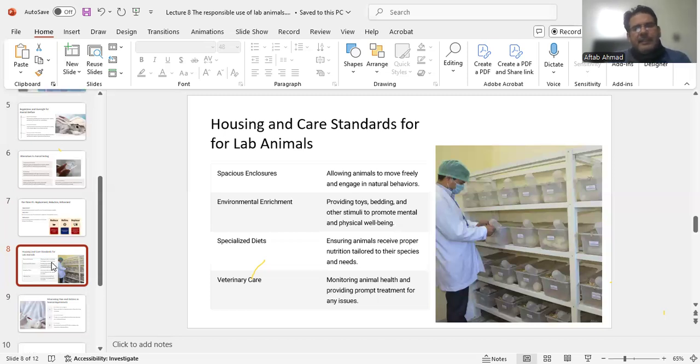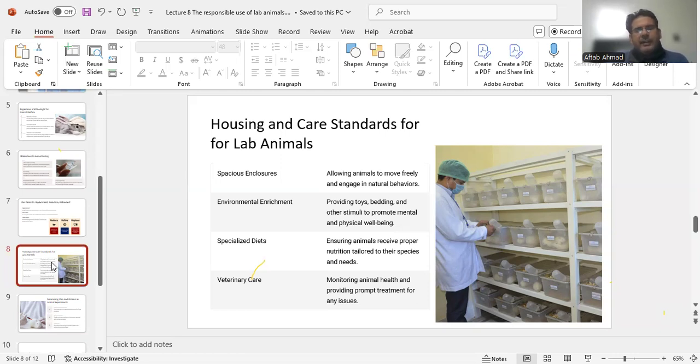So, in case of housing, what are the requirements? We should have spacious enclosures. We should have a proper animal house where there should be proper space. It's not like if you're working on 100 animals, for example, and you have a very small space that puts a lot of pressure on the animals. So it should be spacious.